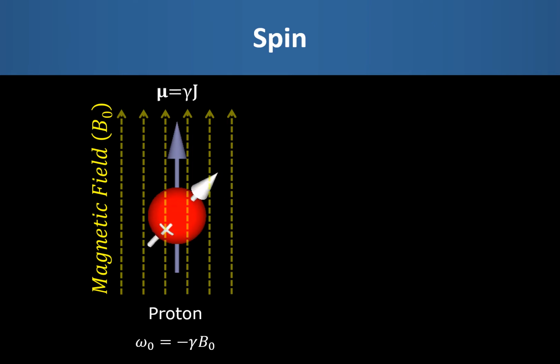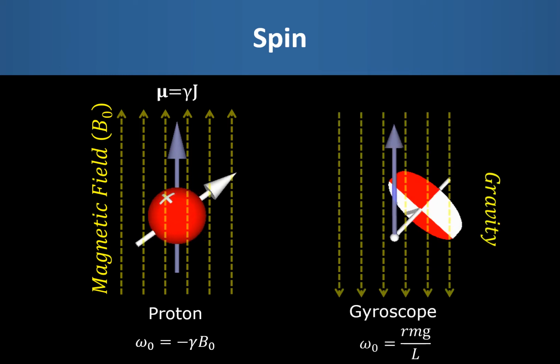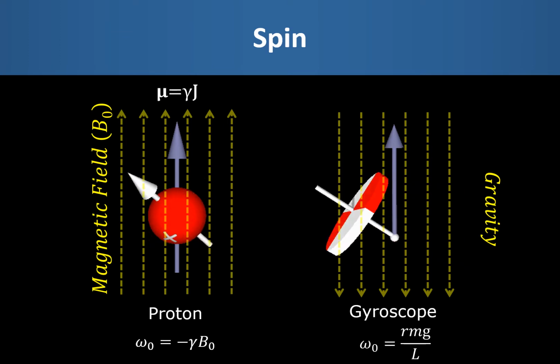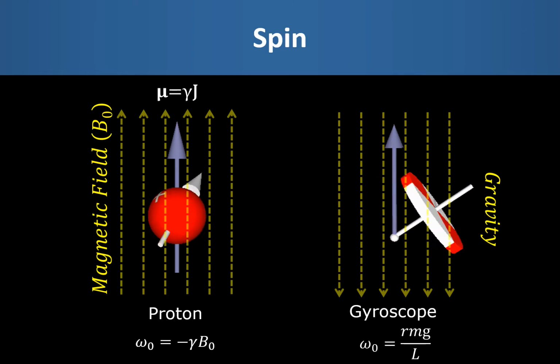The proton's precession is analogous to the precession of a gyroscope in the Earth's gravitational field, where r is the distance from the pivot, m is the mass, g is the acceleration due to gravity, and L is the angular momentum.